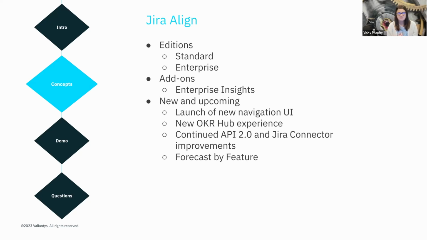And an exciting new update is also the ability to forecast by feature. So if you're looking to do some forecasting within Jira Align, it does have some of that functionality. Previously, that was mostly at the epic level, at the portfolio level, but they've now carried that down to the program and feature level as well.